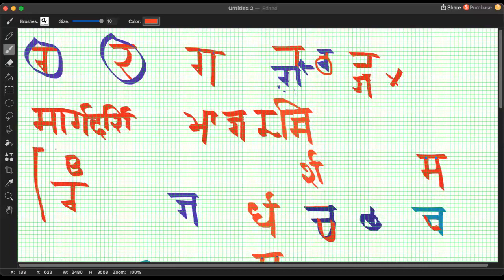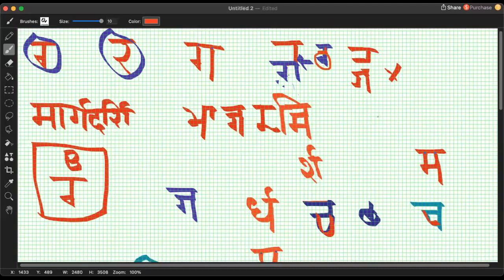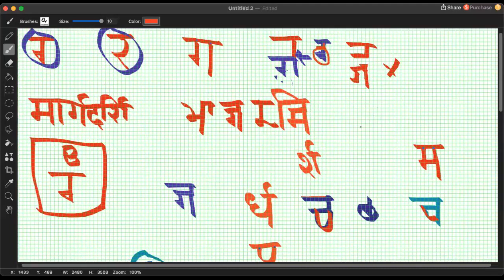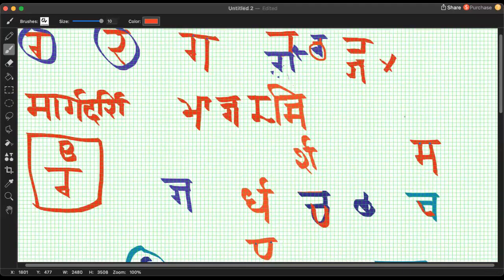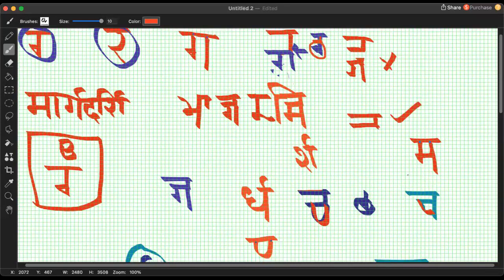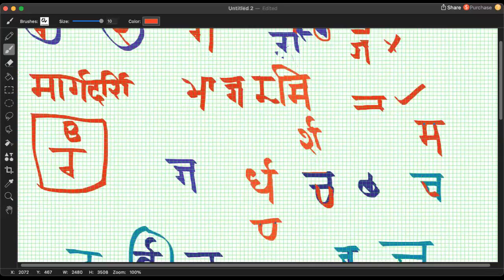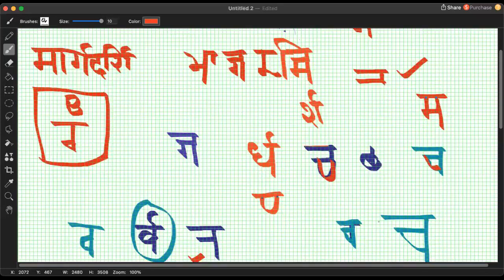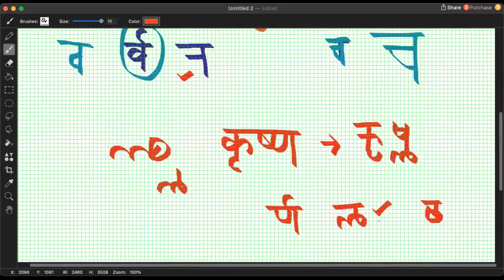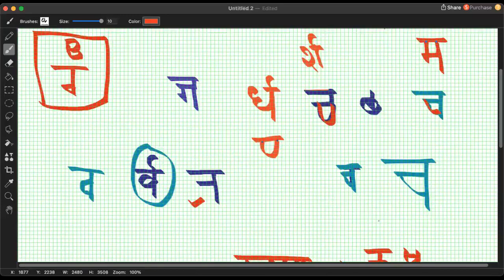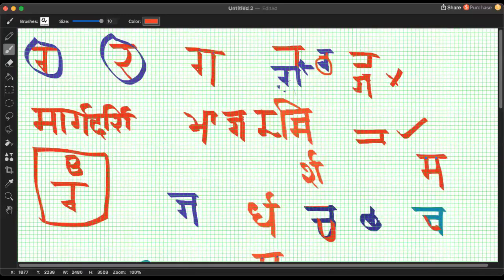How the alphabets are formed: say, if you're writing "go", "sh", like this, Ra will take up this form. And there is a special rule only for Rva and N. So we have learned this today.